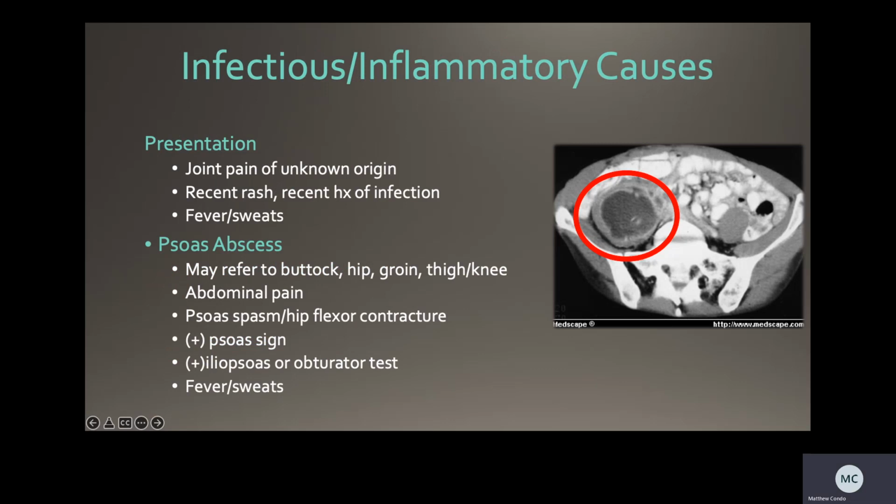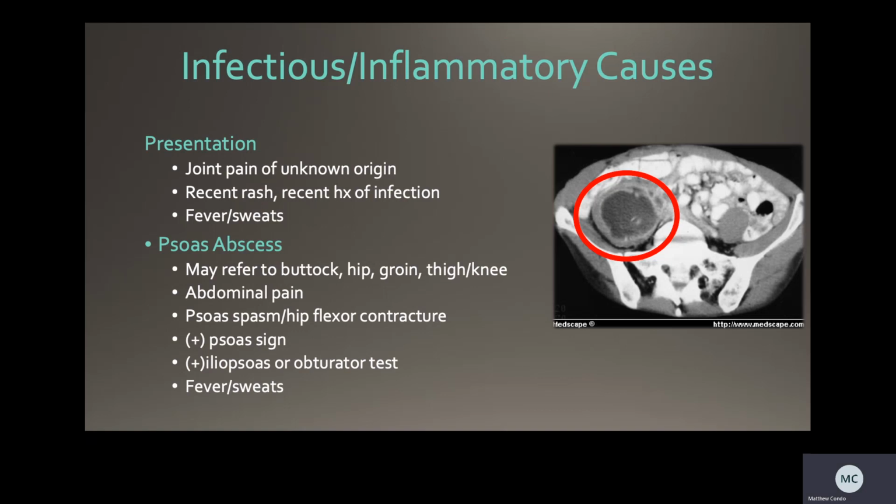So when it comes to infection and inflammatory causes, if we have a joint pain of unknown origin, that's a problem, right? We could have rashes. That's a pretty good sign or symptom that this person may have some inflammation going on or infection going on, especially if there's fever. Remember, fever is a huge indicator of infection.